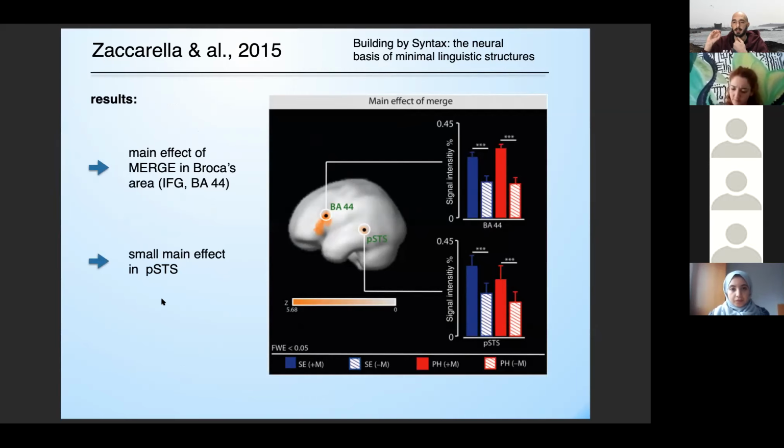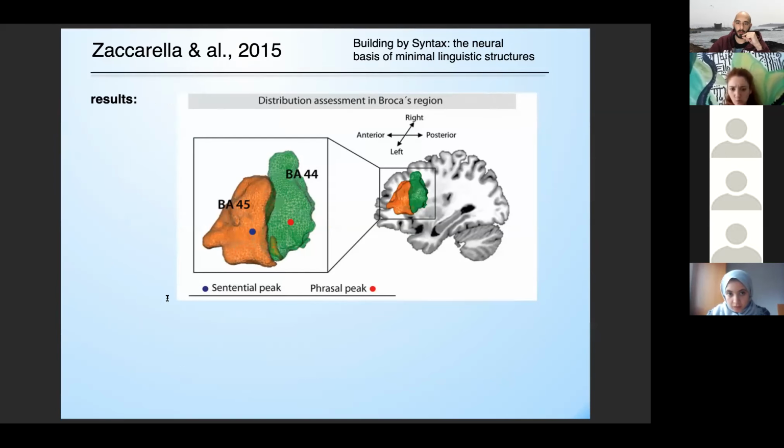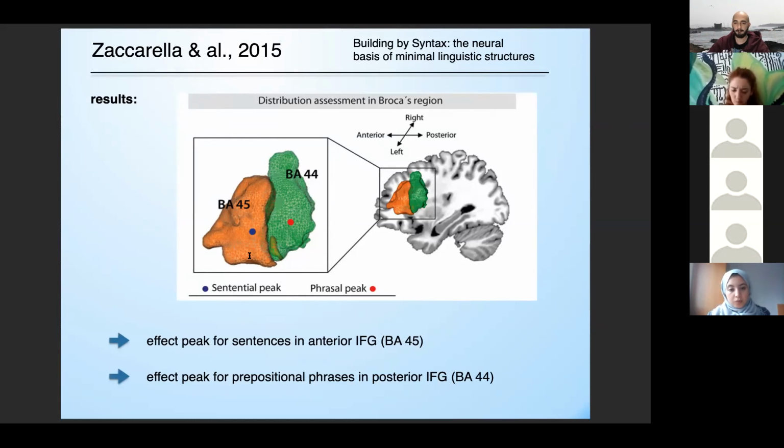Now, what we are interested in is to see whether there are differences in peak, especially within Broca's region. And what they found was that the greatest effect, the peak of activation for sentences including the verb, was in BA45, whereas the greatest activation for sentences including a preposition, so for prepositional phrase, was in BA44, specifically in BA44. So they conclude, yeah. So again, you can call BA45 the most anterior part of the inferior frontal gyrus and BA44 the most posterior part, right? Because this is posterior and this is anterior.